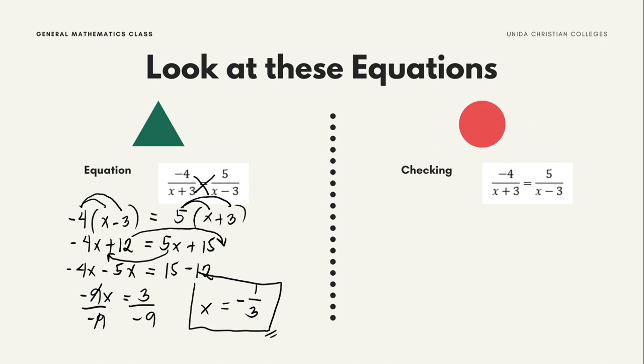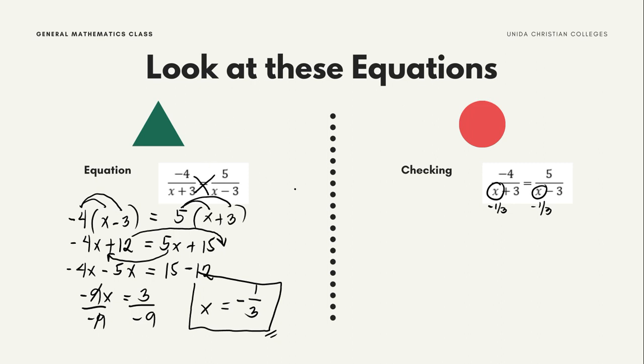So, given po natin, we have negative 4 over x plus 3 is equal to 5 over x minus 3. At nakuha natin dito, ang value ng ating x, ayan, dalawang x ulit, ay negative 1/3. Okay? So, anong sunod natin gagawin? We will substitute. Ano po ang isa-substitute natin? Yung value ng ating x.